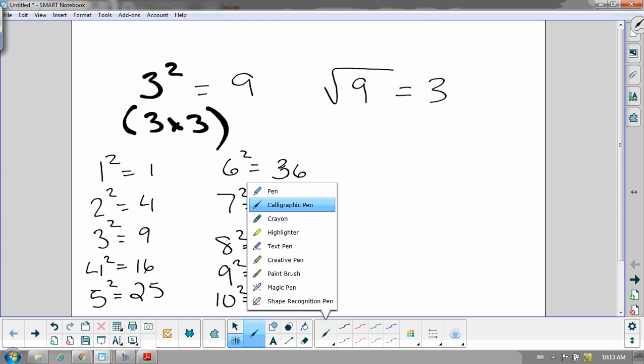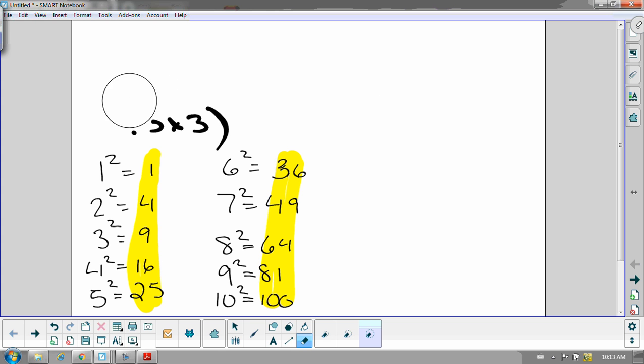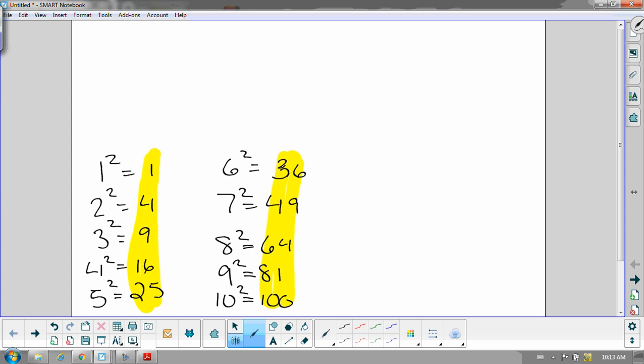So all of these numbers that I'm highlighting are what we call perfect squares, because when we find the square root of any of these numbers, we get a whole number. But there's also other numbers in between those numbers that we should be able to find the square root of, whose decimal answers are not going to be 0.